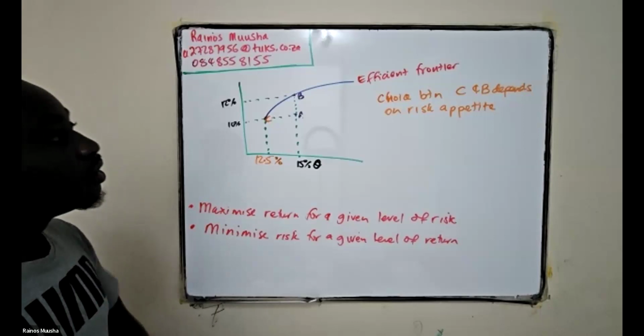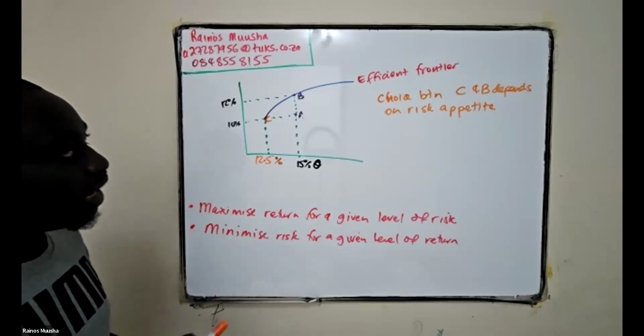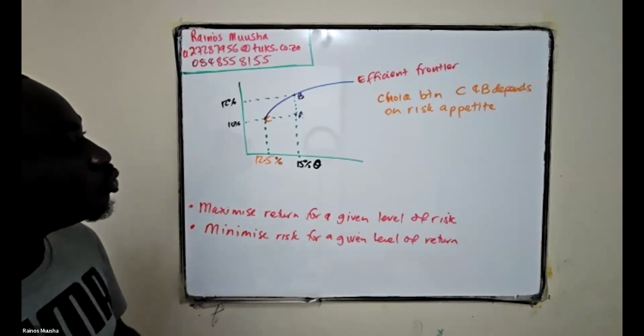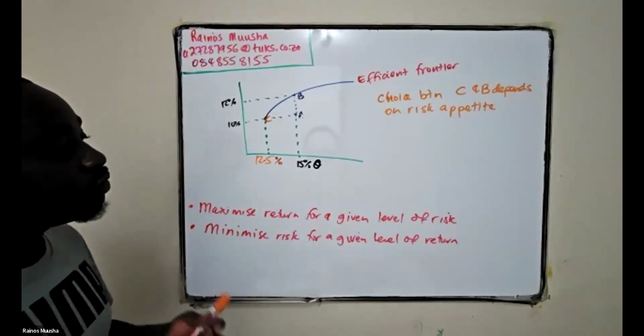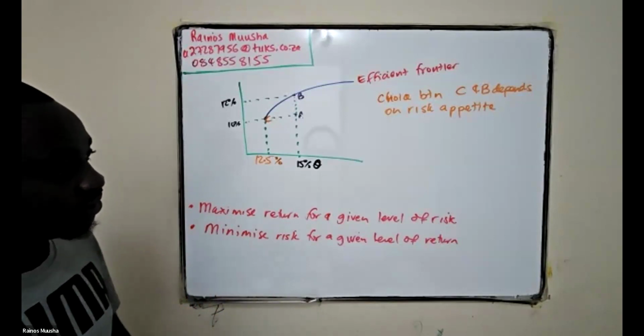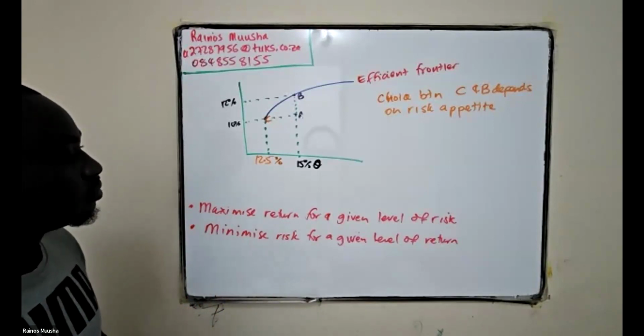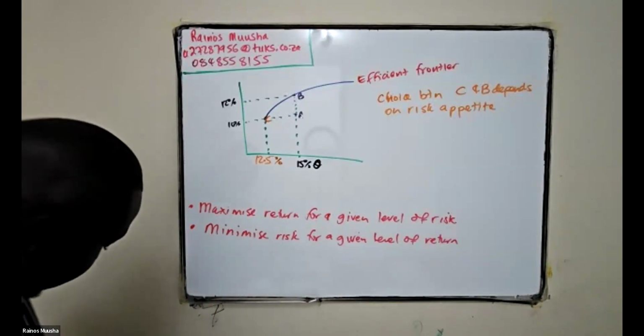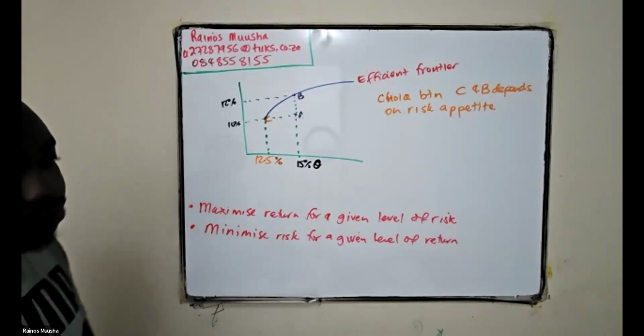So that's basically how you make decisions between investments on the efficient frontier, and why you would choose to invest in investments which are found along the efficient frontier. Any questions?